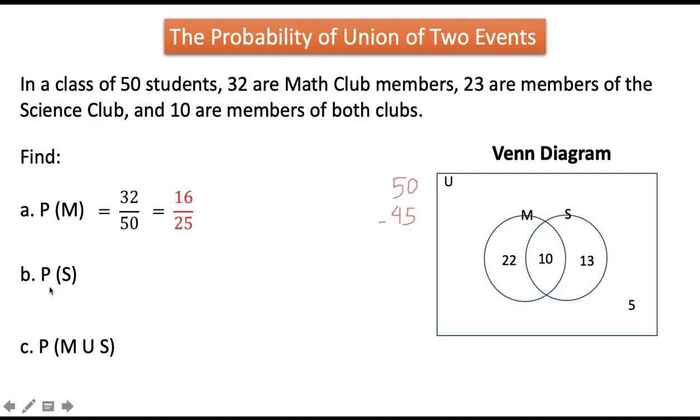Now, how about the probability of S, or science club members? So since we have 23 students here that are science members, so 23 out of 50, and since this cannot be simplified anymore, this will be our answer.